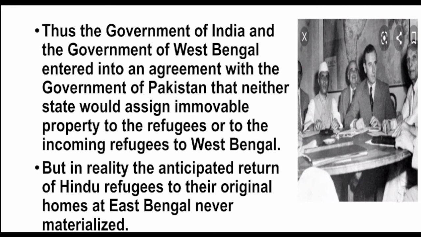Thus, the Government of India and the Government of West Bengal entered into an agreement with the Government of Pakistan that neither state should assign immovable property to the incoming refugees to West Bengal. So by an agreement between the government of India, the government of Pakistan and the government of West Bengal, it was decided that the refugees who were moving across east and west Bengal would not be given any land or any home to reside in, and after the situation became normal, they would again go back to their respective motherlands.